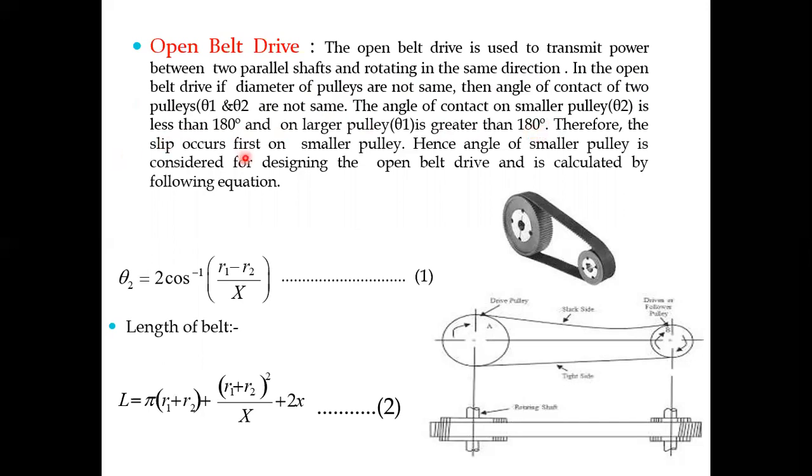Therefore, slip occurs first on the smaller pulley. Hence, the angle of the smaller pulley is considered for designing the open belt drive, and is calculated by the following equation. That means theta 2, the angle of the smaller pulley, is equal to 2 cos inverse of (R1 minus R2) divided by X. X is the distance between centers, and R1 and R2 are the radii of the first pulley and second pulley. Next, the length of the belt is calculated like this: L is equal to pi times (R1 plus R2) plus (R1 minus R2) the whole square divided by X, plus 2X.